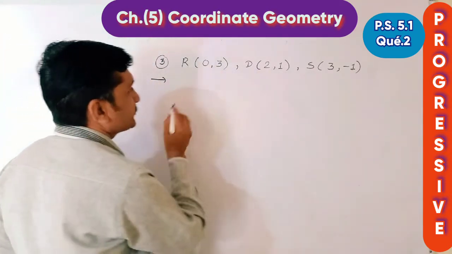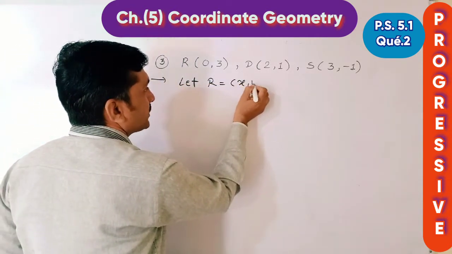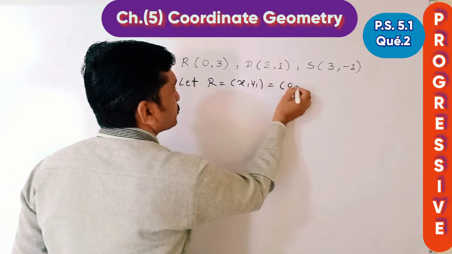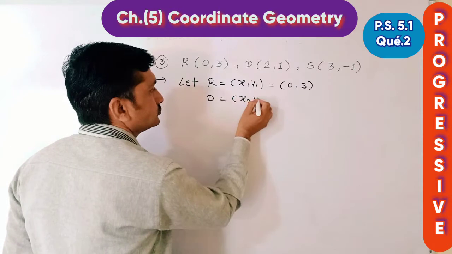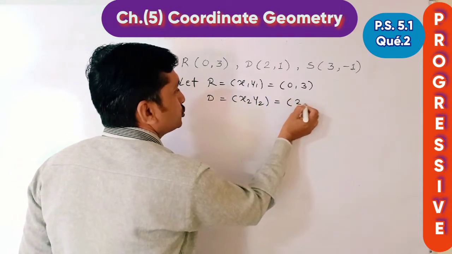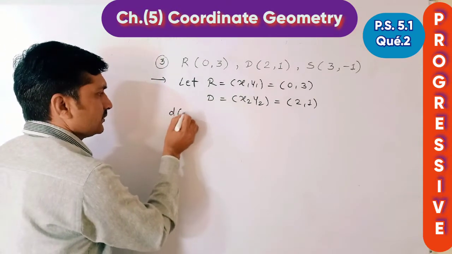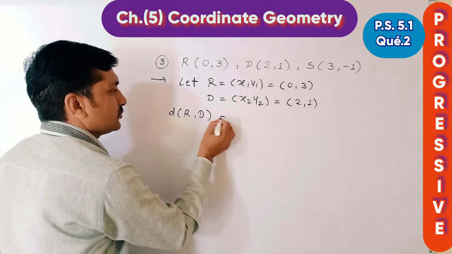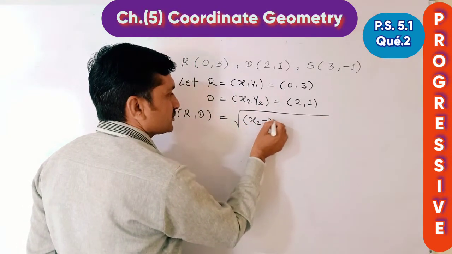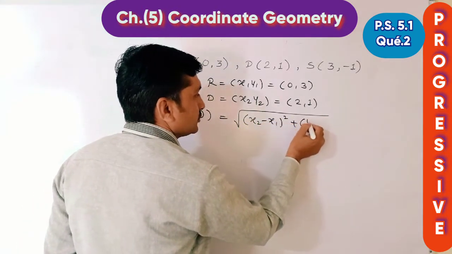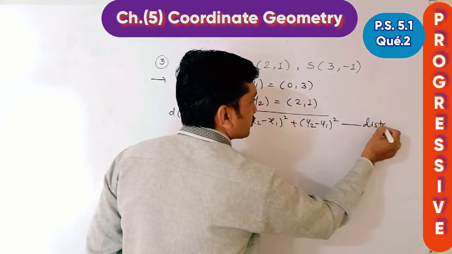R, D, yes, 3 points are given. Let R is equal to x1, y1 is equal to 0, 3. D is equal to x2, y2 is equal to 2, 1. These are coordinates. Now we want distance RD. Distance RD is equal to the distance formula x2 minus x1 bracket square plus y2 minus y1 bracket square. Distance formula.